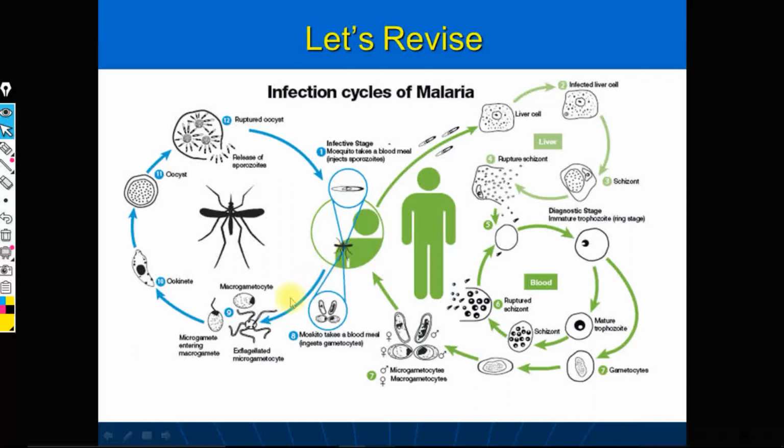And in the mosquito, you can see this flagellated microgamete, which is male, and this is a macrogamete, which is female. This will fertilize to form a zygote, called an ookinete. This ookinete will develop into an oocyst, and this oocyst will rupture, leading to the release of sporozoites from the gut. Now they will migrate to the salivary gland, and then it is ready to infect a new human. Okay, I hope it is now very clear to you. Let's revise this through some videos.